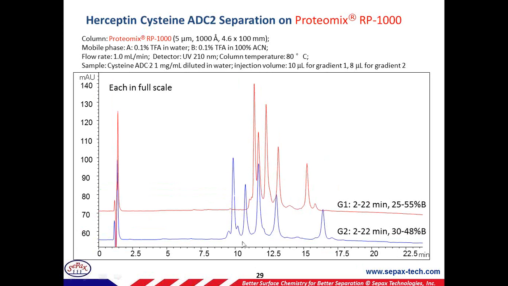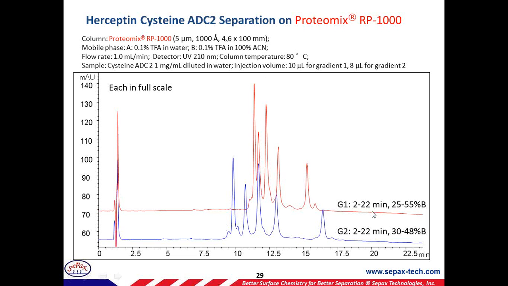Some of the method development: this is G1, the gradient one, that's what we initially started out with. When you increase the starting percentage of the acetonitrile and then stretch the gradient longer, you are able to pull these peaks apart much better. This is a 4.6 by 100 millimeter column. You can load more sample, even though we only loaded 10 microliters for some of the separation.